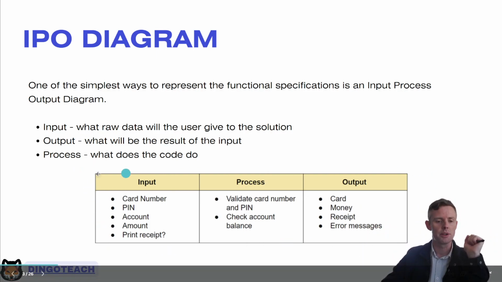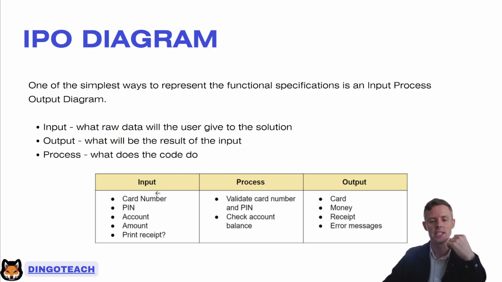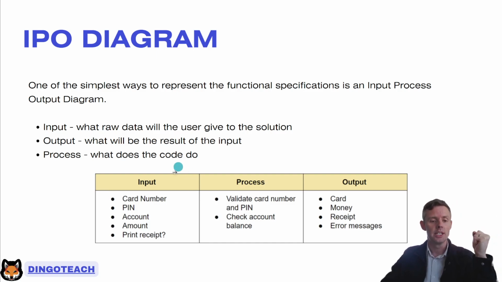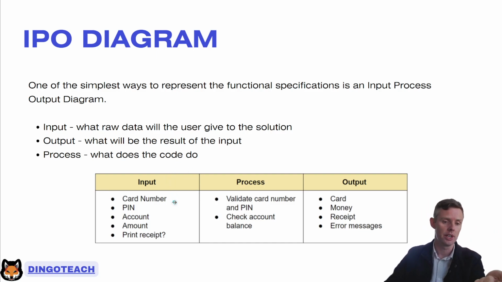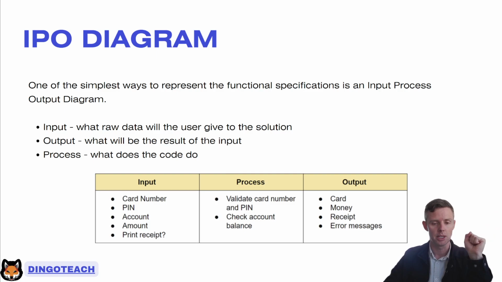In this little example that we've got here, I've got input. If you can, try and guess what this is as I go through these things. For the input, we've got a card number, a PIN, an account, an amount, and a receipt, yes or no. And if you haven't guessed already, this is an ATM. With an ATM, you put your card in, which reads your number, you type in your PIN, you select your account, and then how much money do you want to pull out of that account? And finally, do you want to print a receipt? Now, there might be more inputs these days, but we're just keeping it simple.